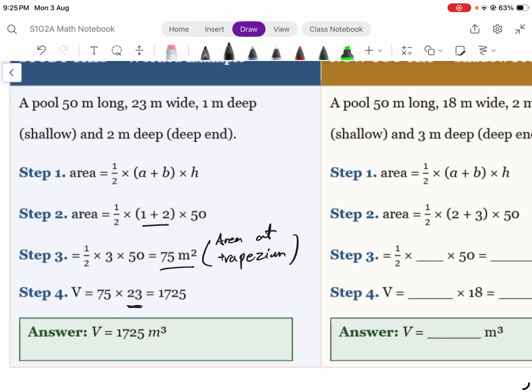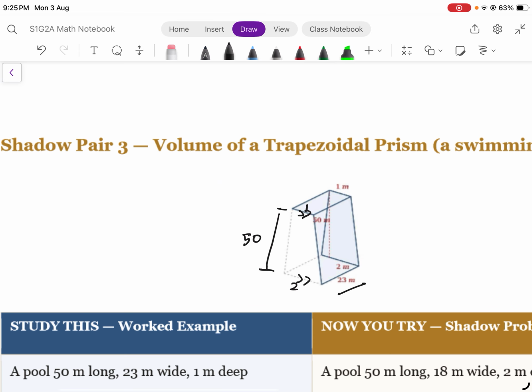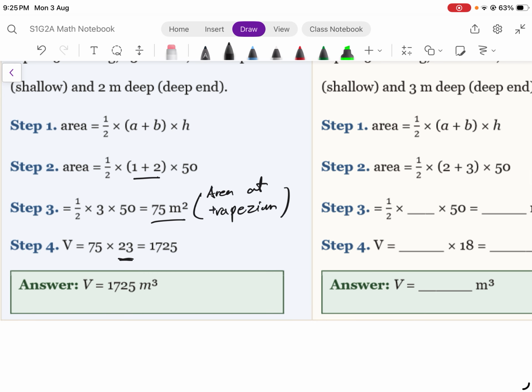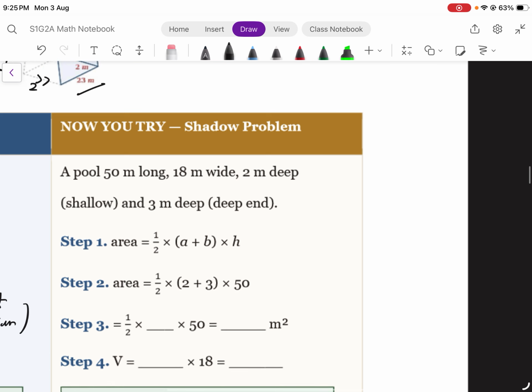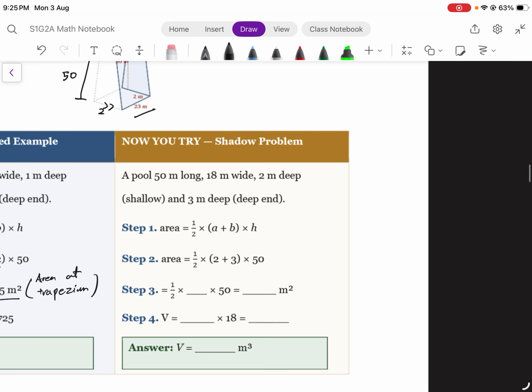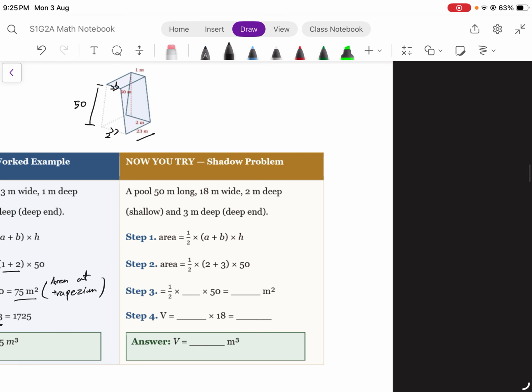Then you multiply by the length here, 23. You get the volume 1725. Okay, from here, a pool 50 meters long, 18 meters wide, 2 meters deep shallow and 3 meters deep.